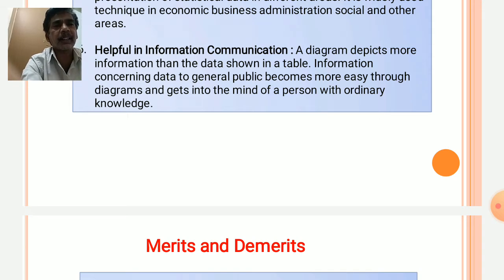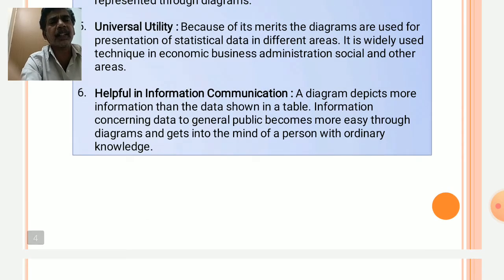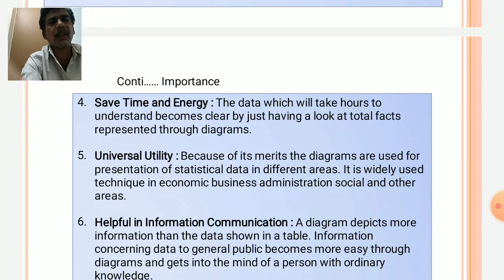It is used very widely. All the people are using diagrams for taking the necessary decisions, and it is a more widely used statistical tool than the statistical table. Therefore these are the various importances of diagrams.